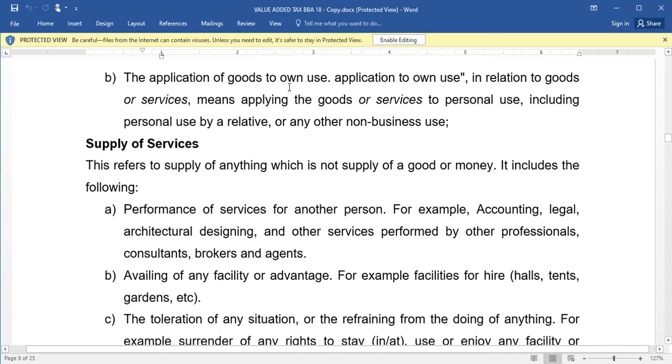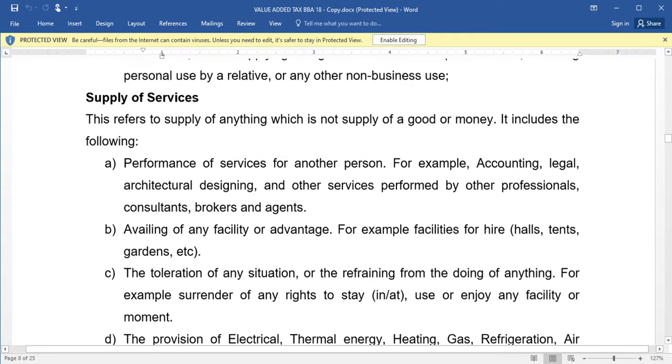Then, the application of goods to own use. What does it mean? Application to own use in relation to goods and services means applying the goods or services to personal use, including personal use by a relative or any other non-business use. That's what we call application of goods to own use. You use the goods for your personal things, for your personal use, either by you or by a relative or anything else that is outside the business.